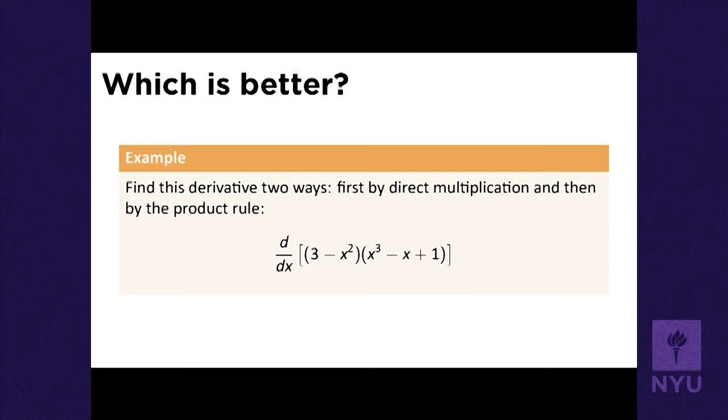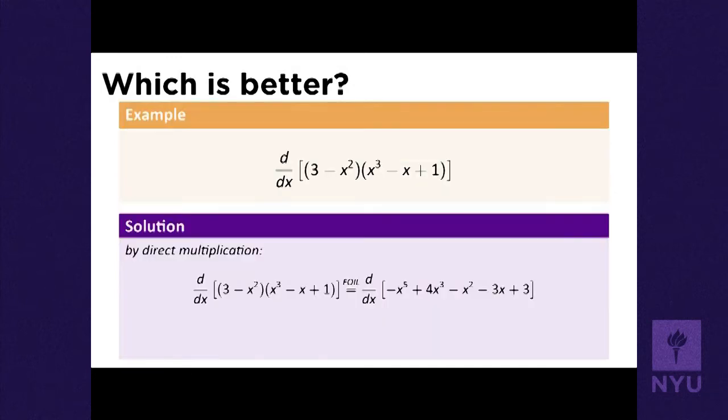Okay, now this is just a polynomial, so we could multiply it all out and take the derivative term by term. And if we did that, multiplying it all out would give me negative x to the fifth plus 4x cubed minus x squared minus 3x plus 3. And then we could just differentiate it using our friend, the power rule, right? Negative 5x to the fourth plus 12x squared minus 2x minus 3. And then that term goes away.